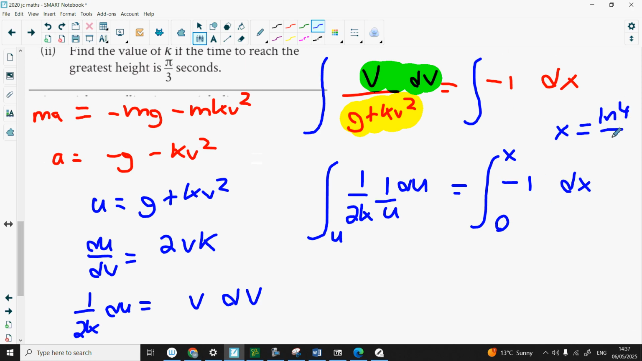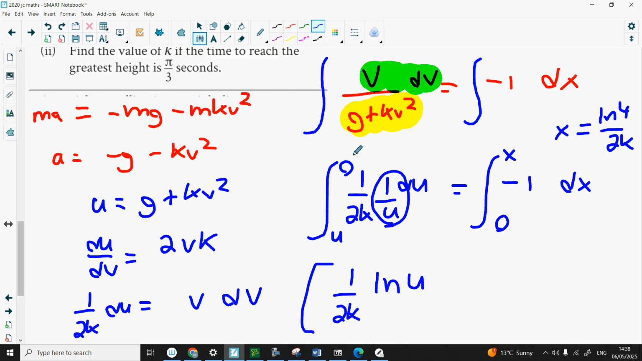ln4 over 2k. I'm going to have that in my back pocket ready to go in case I need it. And what's its velocity at the greatest height? 0. So when you reach your greatest height, your velocity is 0. That explains that limit. Let's have at it. 1 over 2k is a constant. It goes straight through. The integratable part is the 1 over u, which is ln u. Now, see those limits there? They're a mistake currently. Why are they currently a mistake? That's not for u, it's for v.